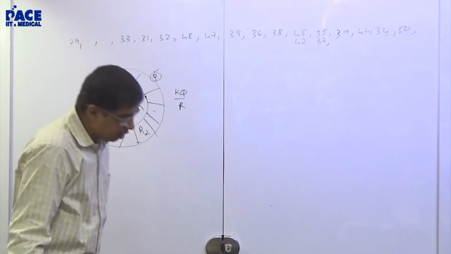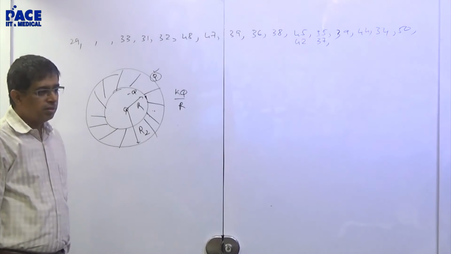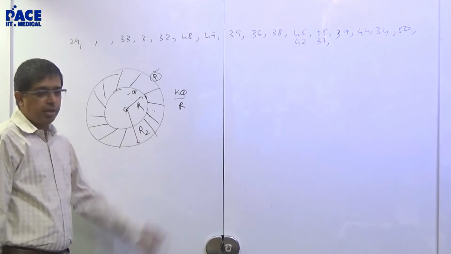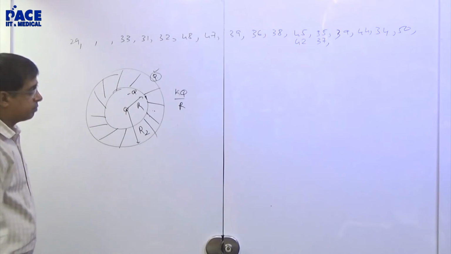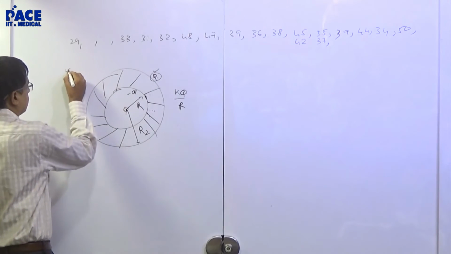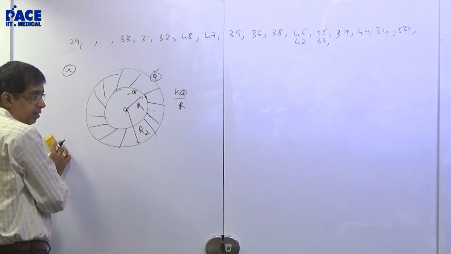He is asking the potential. What is the answer for 29? D. None of these. It will be KQ by R. This is 29.